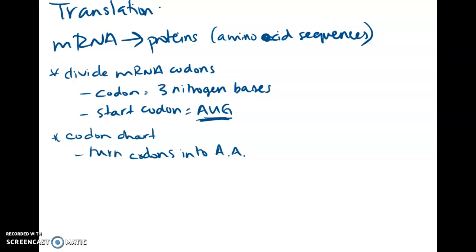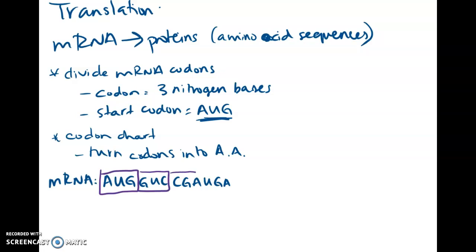So let's go ahead and do an example. If our mRNA sequence was AUG, GUC, CGA, and then UGA, our first step was to divide the mRNA into codons. So I'm going to start with our AUG, and I'm going to draw a box around those 3. Then I'll just keep doing that until I run out.